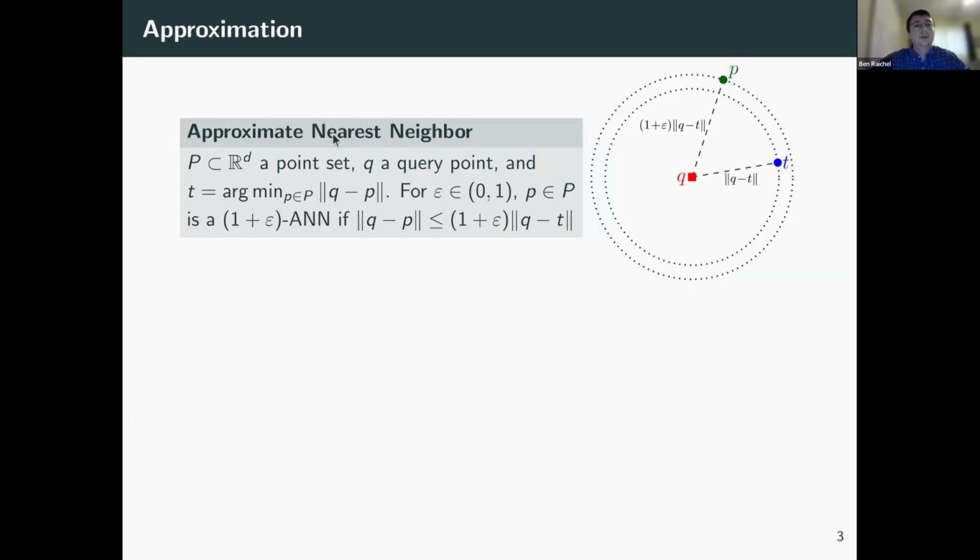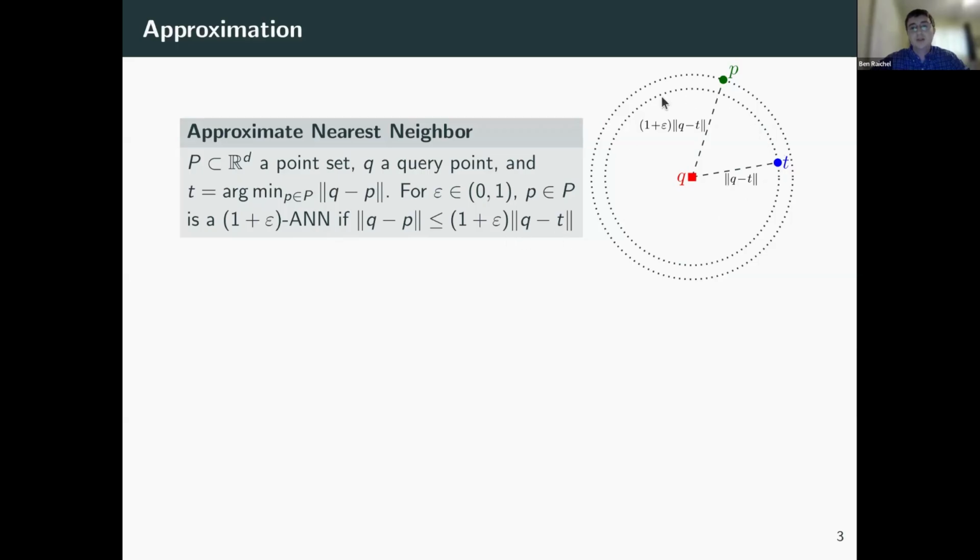So what's the approximate nearest neighbor problem? I give you a point set P again, a query Q, and now let T be the true nearest neighbor. Throughout the talk, T will denote the true nearest neighbor for Q. And I want you to return a point P, which is not necessarily the nearest neighbor, but is at least a 1 plus epsilon approximate nearest neighbor. That is, the distance from Q to P is at most 1 plus epsilon times the distance from Q to T.